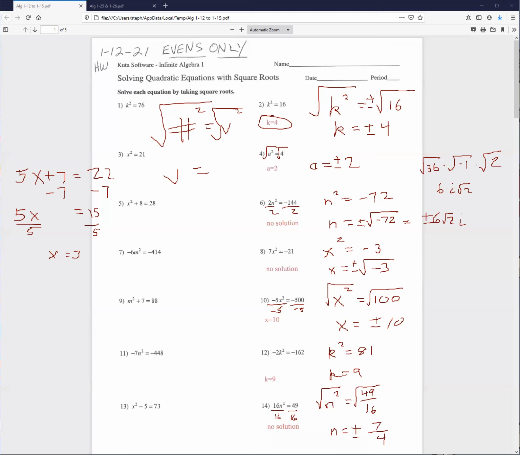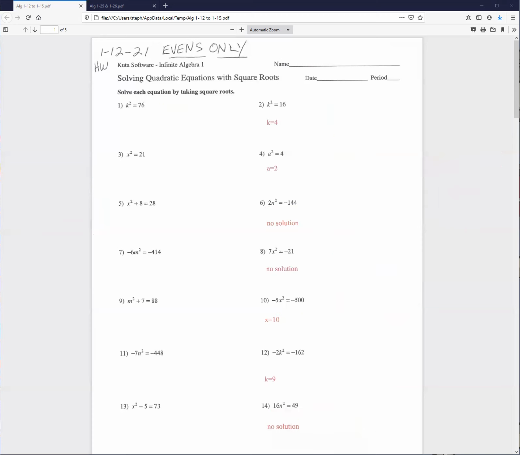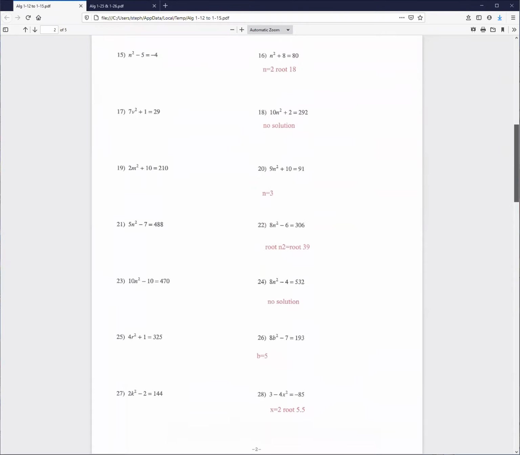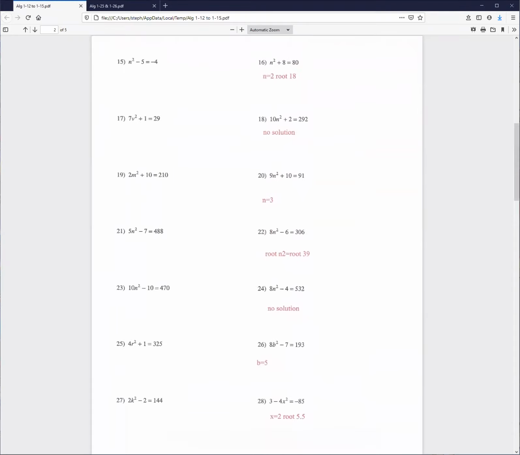Okay, so moving on, I'm going to scroll this down now, and we're going to look at another page, which is more of the same, but obviously a little bit more complicated. I'm still going to stick to just the evens for the sake of demonstration. So we're going to once again isolate our squared first by doing -8 to both sides. So we have n squared equals 72. So we square root both sides, and n is equal to plus or minus the square root of 72.